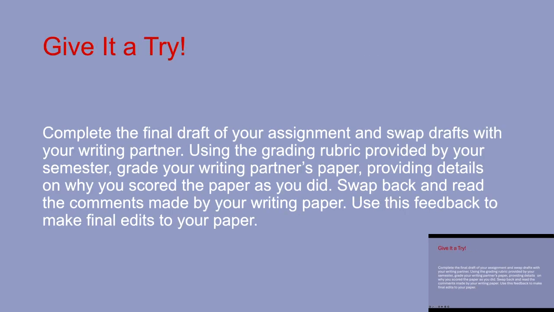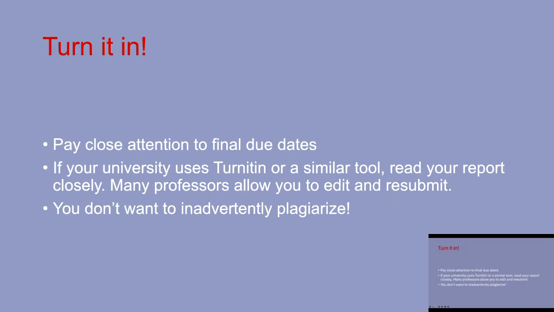And now, after you do all that, it's time to trade assignments, your final draft with your writing partner, and use the grading rubric and grade your partner's paper. When you do that, provide as much detail as you can, and then swap papers back and read the comments made by your writing partner. Use that feedback to make final edits to your paper. And then it's time to submit your paper. Pay close attention to your final due dates.